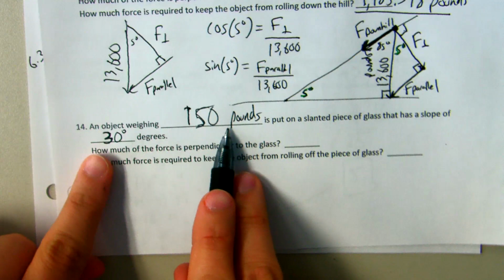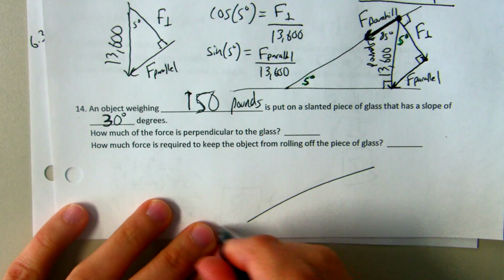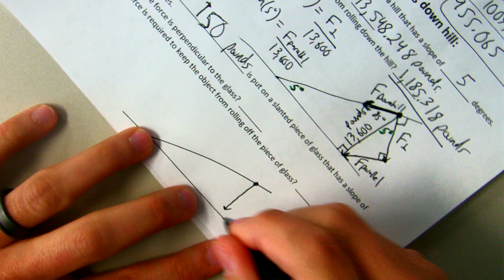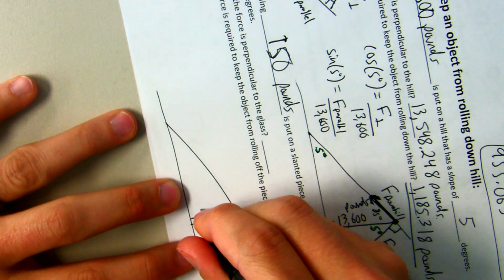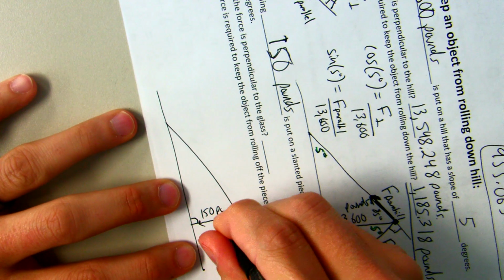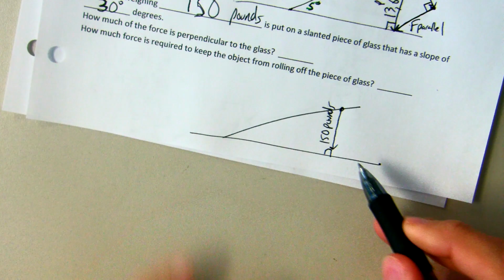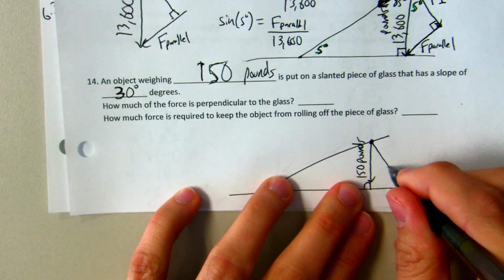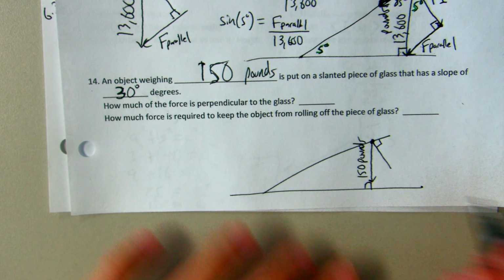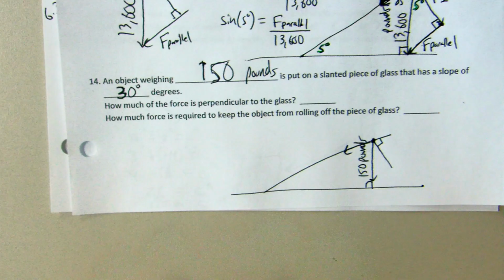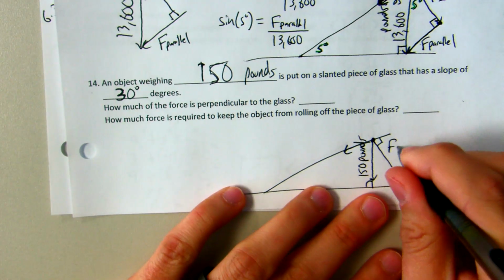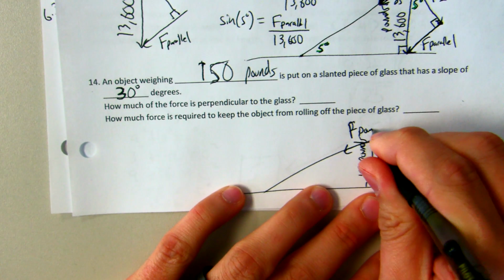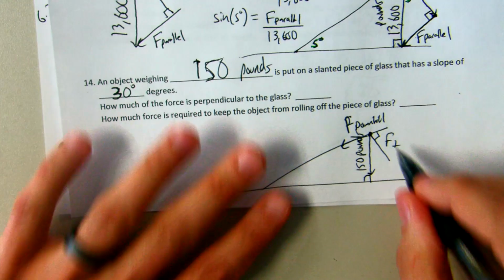Okay, let's go with 30 though. So we've got a hill. A person weighs 150 pounds, which is perpendicular to the ground, not perpendicular to the hill. Some of that weight is perpendicular to the hill, and some of that weight is pushing it down the hill. So force parallel, or force downhill, and force perpendicular.